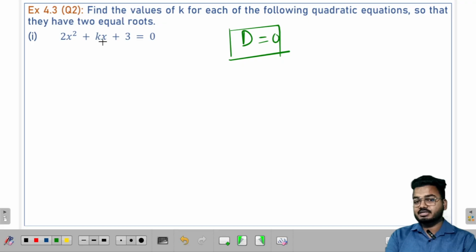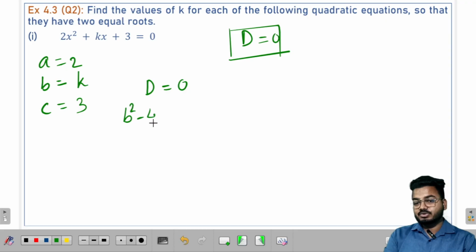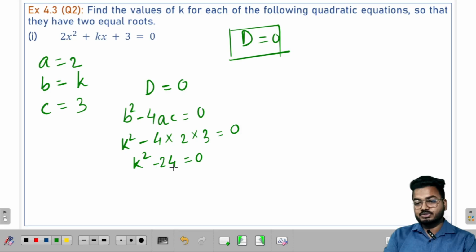नाउ व्हाट इज k? k इज बेसिकली कोफिशिएंट ऑफ x, जिसको हम लोग b कंसीडर करते हैं. सो अगर इसमें a का वैल्यू लिखना चाहें दैट इज 2, b का वैल्यू कोफिशिएंट ऑफ x, दिस इज k. ओके, एंड c का वैल्यू 3. नाउ क्योंकि d का वैल्यू हमें 0 फाइंड करना है, व्हाट इज द d? d इज गिवन एज b square minus 4ac. This is 0. So b square, that is k square minus 4 into a का वैल्यू है 2, c का वैल्यू है 3, is equal to 0. And k square minus 4 2s are 8, 8 3s are 24, minus 24 is equal to 0.